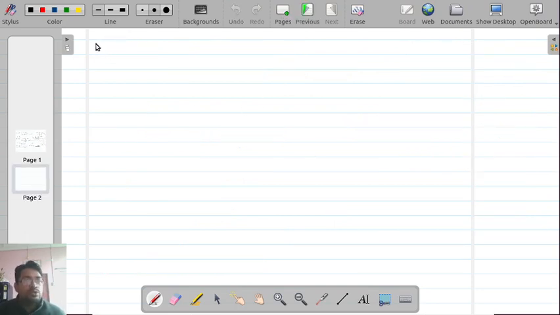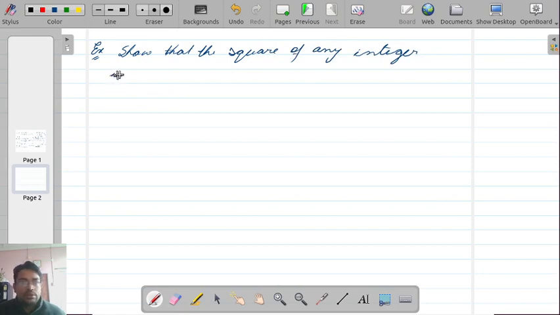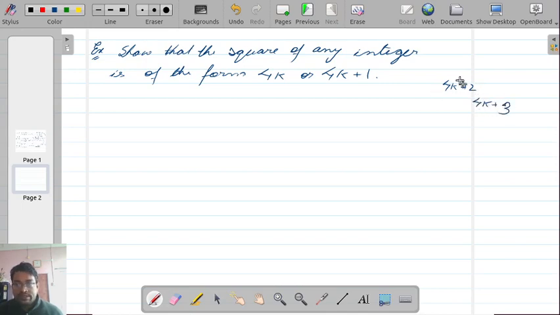So this concept will be used to solve certain problems. Say for example this: show that the square of any integer is of the form 4k or 4k plus 1. So we will use the division algorithm to justify this. That means square numbers or perfect squares cannot be of the form 4k plus 2, and they cannot be of the form 4k plus 3. These two are not allowed.